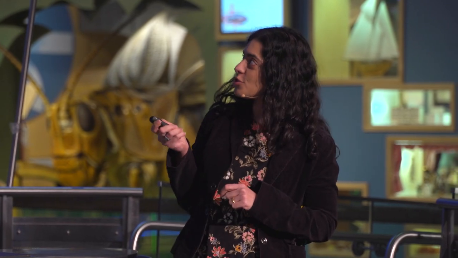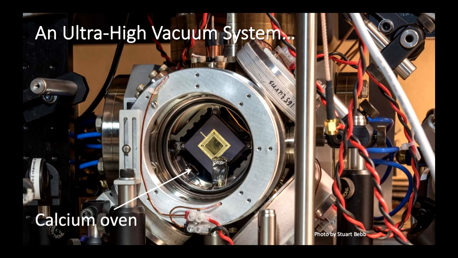Okay, so we put our trap in vacuum, and we take those calcium atoms that we looked at in the beginning, and we actually put them in a little metallic tube, which if you squint, you can see over there. And that little metallic tube we call the calcium oven. Why is it an oven? It doesn't really look like an oven, right?